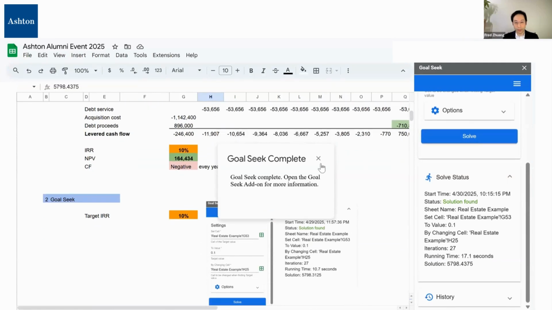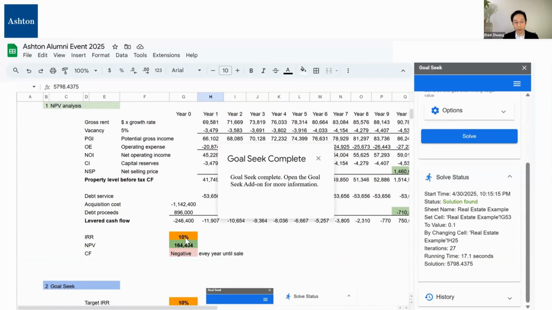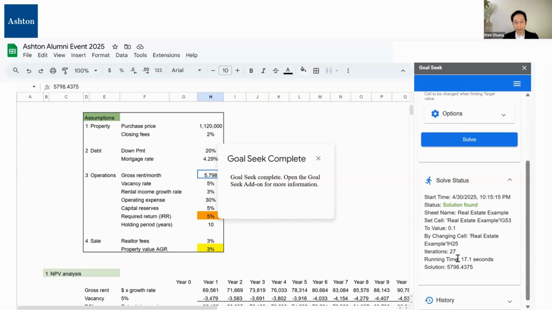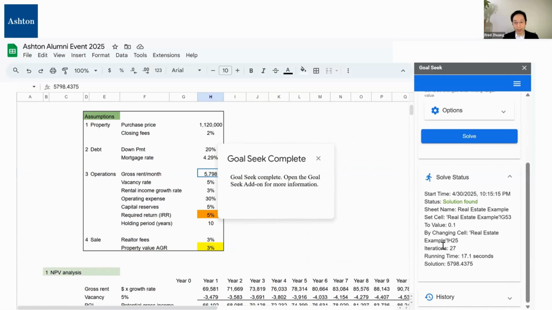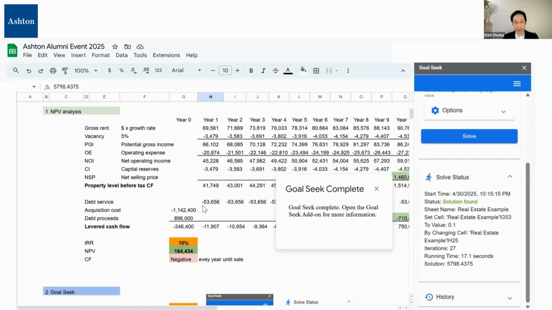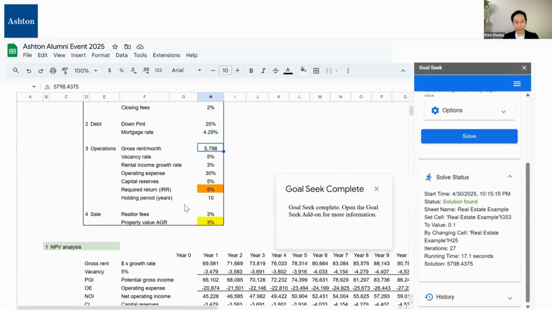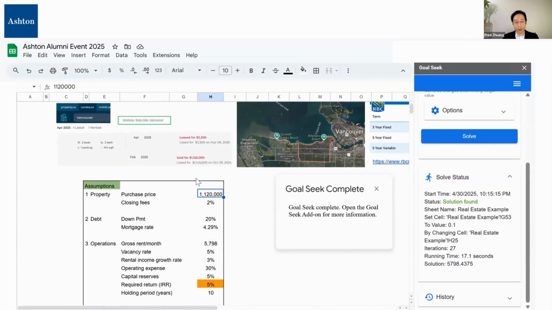So you can see here with the goal-seek function, if we want to have a 10% annual return, the result is $5,800. So the question is, what can we do with this kind of analysis? Well, how realistic is it for this property in this area to command this kind of rent?